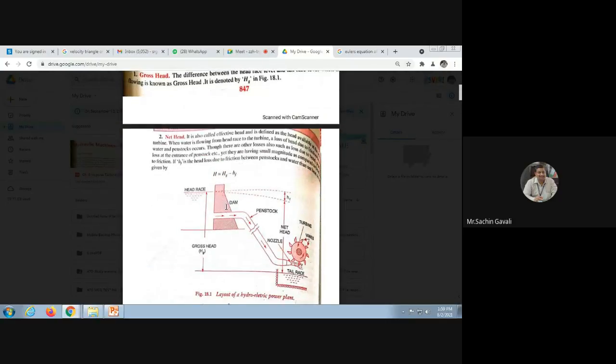Net head is there, but now when water is coming through this particular penstock, there is friction between the pipe and the water, penstock and water. Due to that, some of the head, some of the energy of the water decreases. And it is called what? Here we can say this is called loss of head.